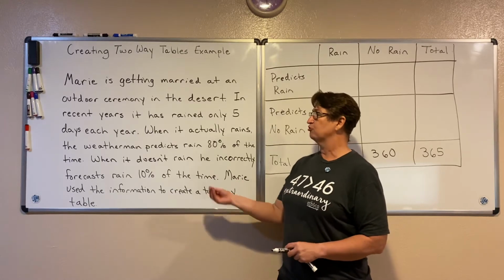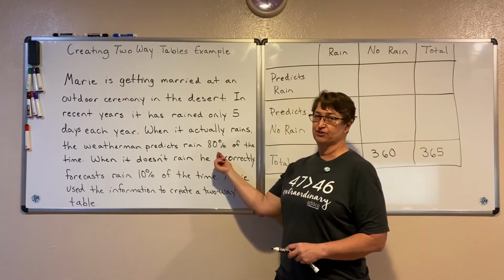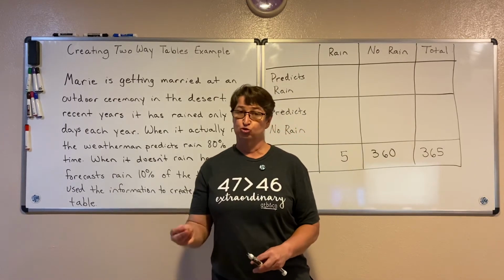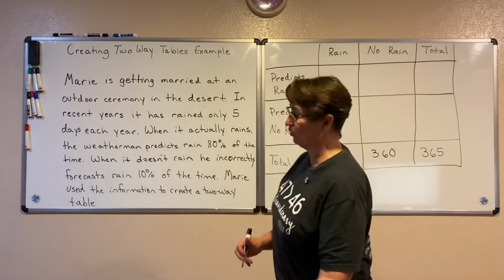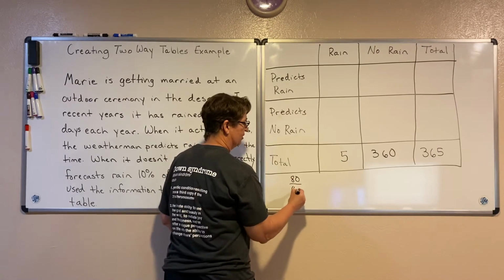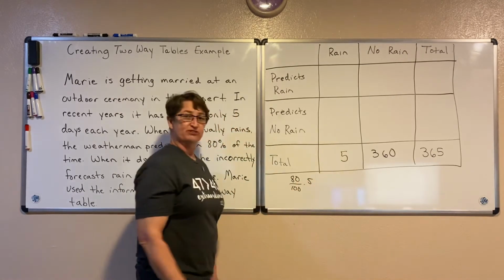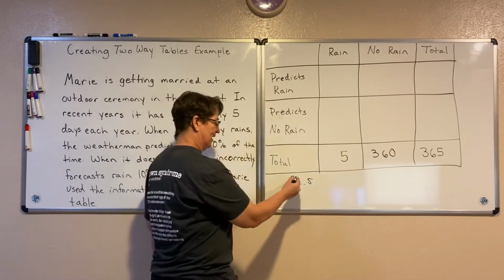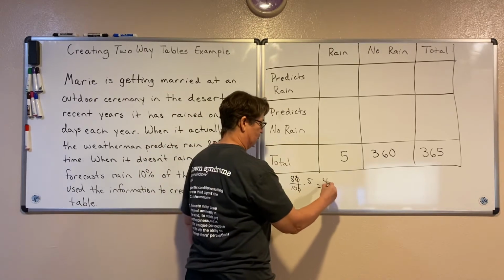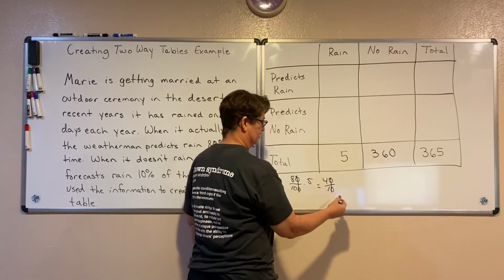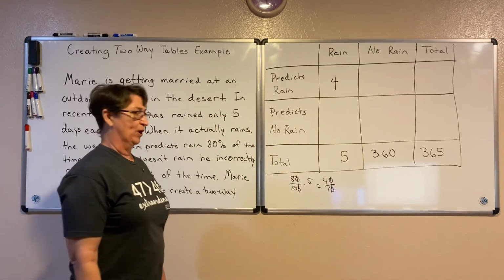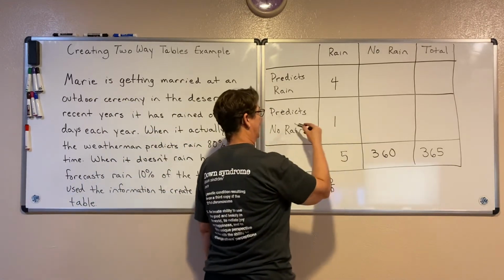When it actually rains, the weatherman predicts rain 80% of the time. So he gets it right when it rains 80% of the time. He gets a true positive. It rains and he predicts rain 80% of the time. So I'm going to do 80% of 5. Remember that percent is always out of 100. So we could make this 8/10 times 5, which is 40 over 10 or just 4. So 4 days that it rains, he predicted rain, which means one of those days that it rained, he predicted no rain.